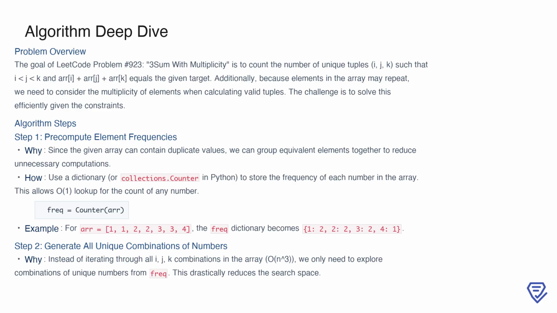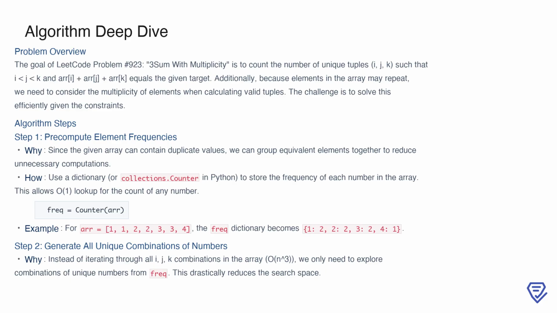To tackle this efficiently, we start by pre-computing the frequency of each unique element in the array. This helps us group duplicate values together, minimizing redundant computations. Using a dictionary or Python's collections Counter, we can map each unique number to its count for constant time lookups. For example, if the array is 1, 1, 2, 2, 3, 3, 4, the frequency dictionary becomes 1: 2, 2: 2, 3: 2, 4: 1.